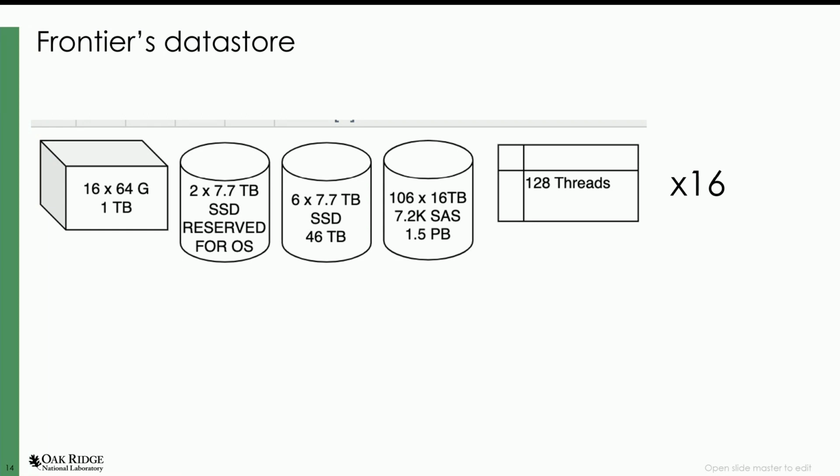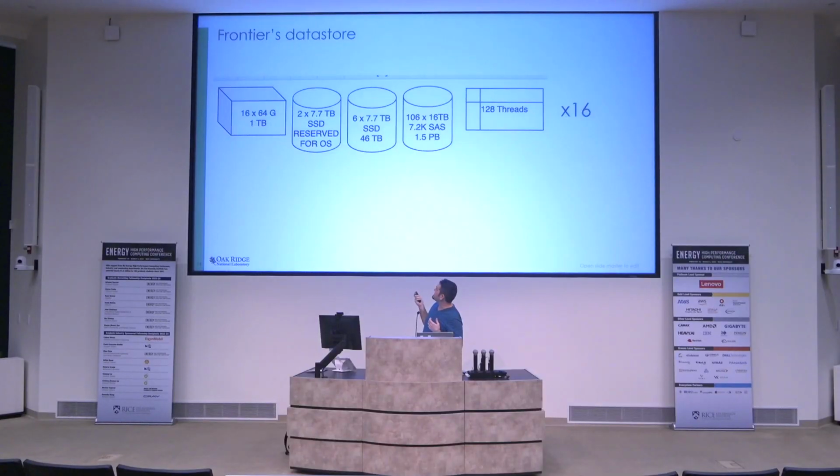Okay, and the next piece is Frontier has a whole lot of data coming in, right? And all the hardware I showed you previously has been owned for a while. So Frontier has its own data store that is massive, right? These nodes have a terabyte of memory, 15 terabytes of SSDs that are for the OS, and then 46 terabytes that are for the system, and then 1.5 petabytes per node that's for storage, cold storage, right? And 128 threads, and we have 16 of these nodes. And they're still not in production yet because y'all know how getting things in production goes.